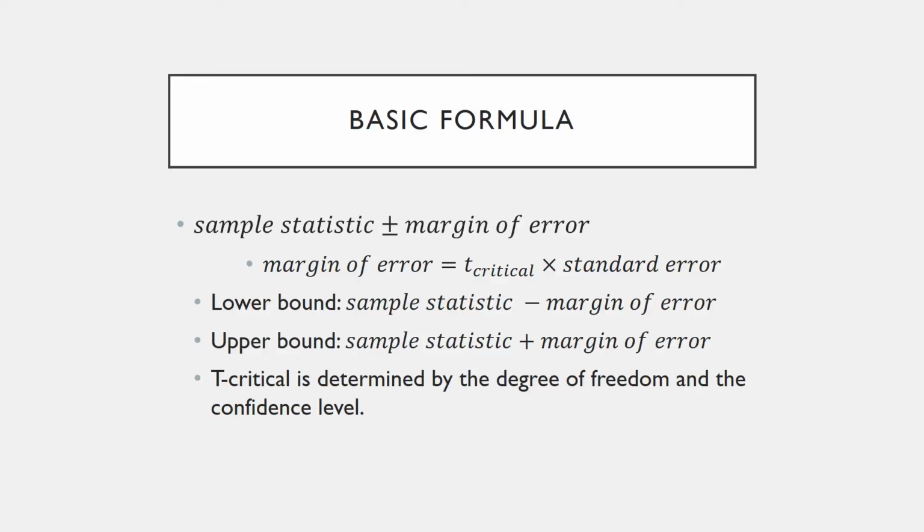And the margin of error is your t critical times the standard error. The lower bound is your sample statistic, a lot of times the mean or the difference of means, minus the margin of error. And the upper bound is your sample statistic, the sample mean or difference of means, plus the margin of error. The t critical in your margin of error is determined by the degrees of freedom and the confidence level. The higher the degrees of freedom, the lower your t critical is. And the higher the confidence level, the higher the t critical is.